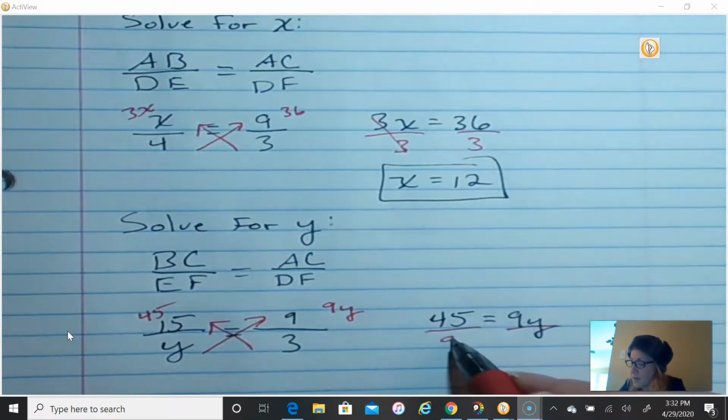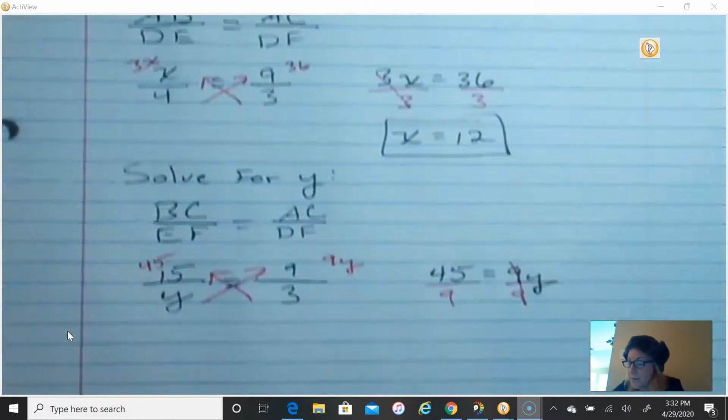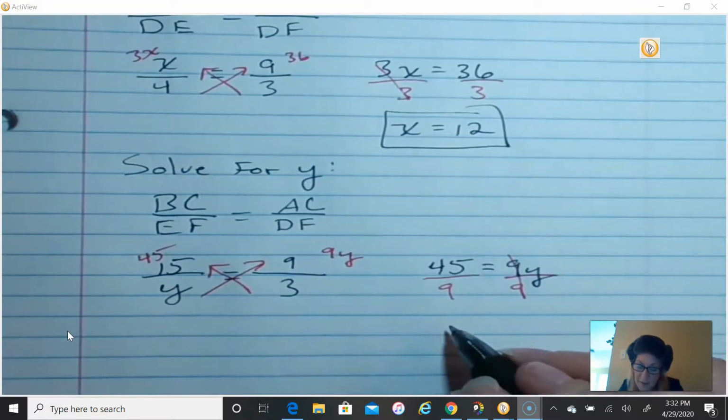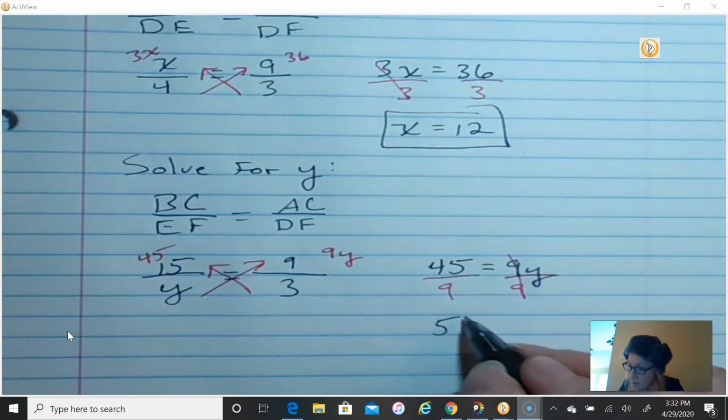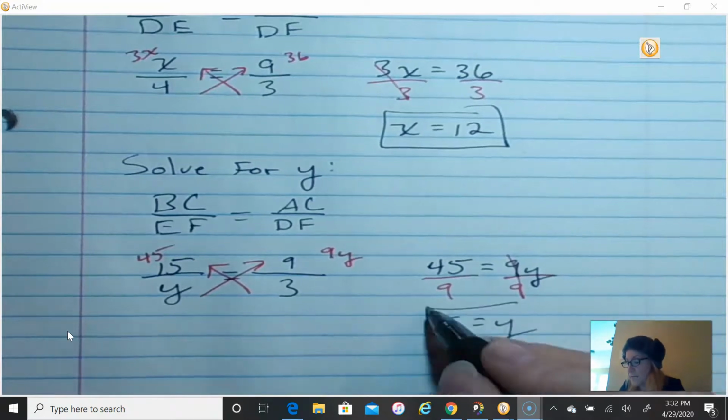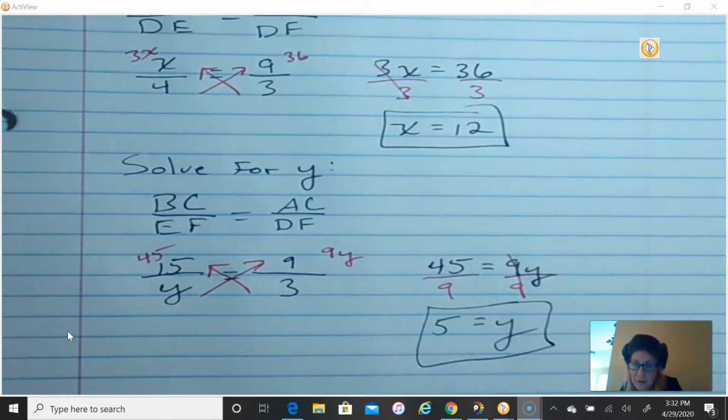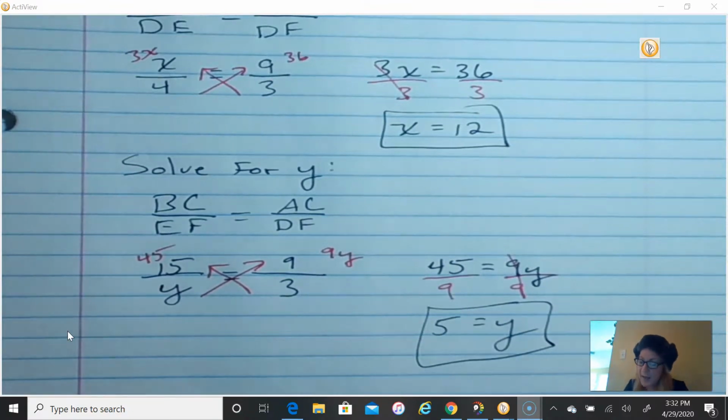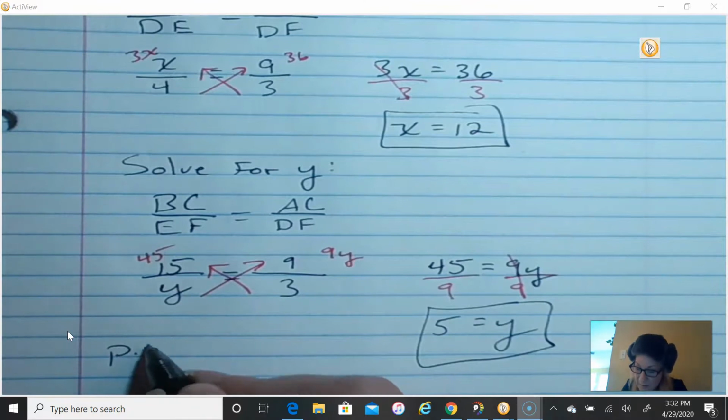Isolate the variable, divide by 9. Those cancel out. 45 divided by 9 is 5. So 5 equals Y. It's okay. You can do Y equals 5 or 5 equals Y. It doesn't matter. All right, so you have your two. I'm going to set you free.